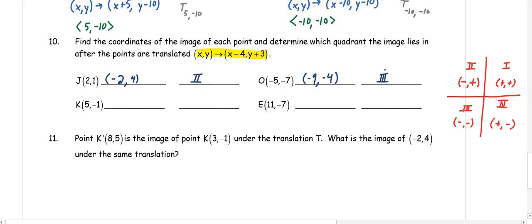K, 5, negative 1. So 5 minus 4 is 1. Negative 1 plus 3 is 2. So this is in my first quadrant. E, 11 minus 4 is 7. And negative 7 plus 3 is negative 4. So this is my fourth quadrant.